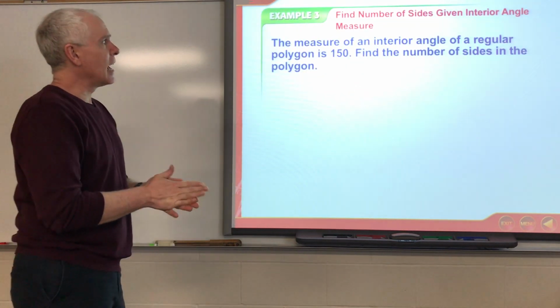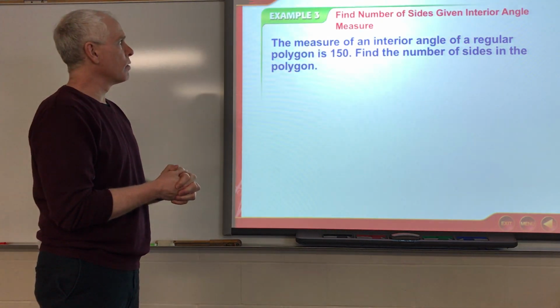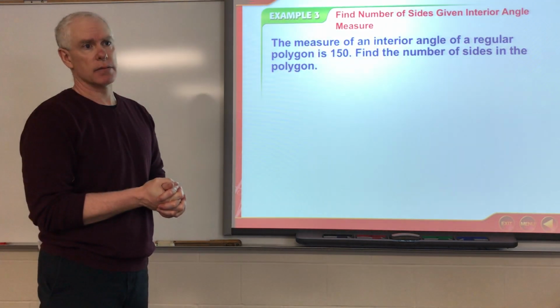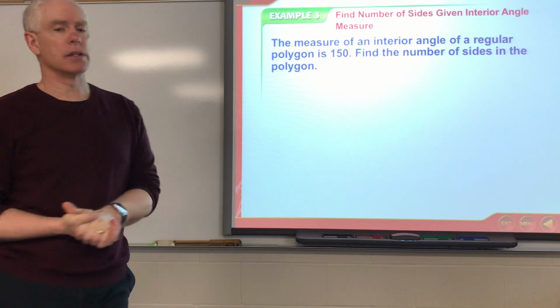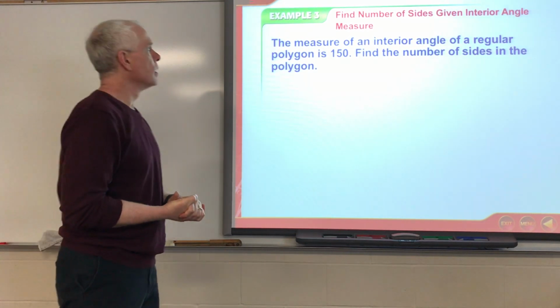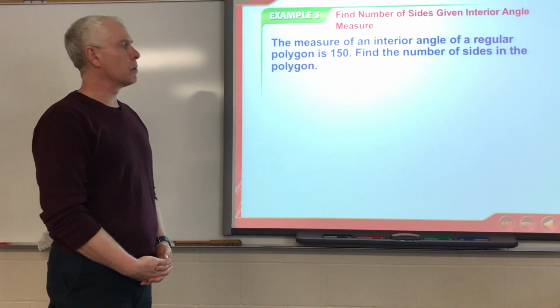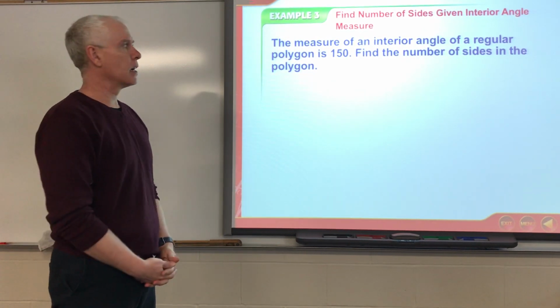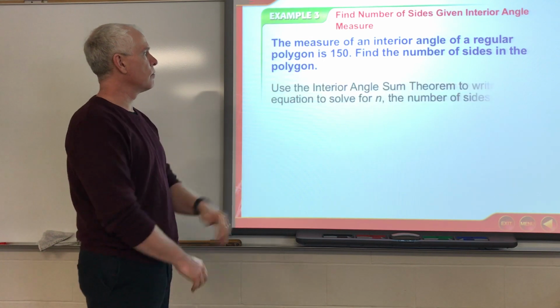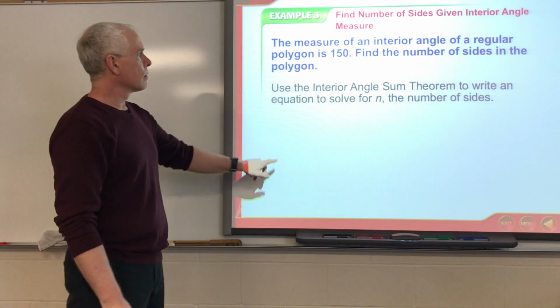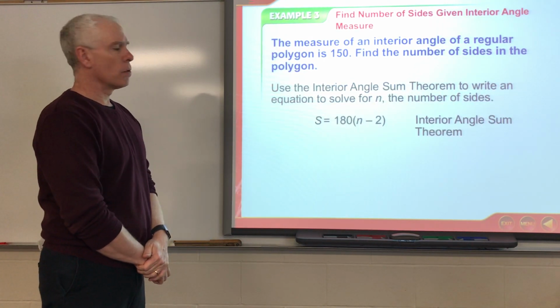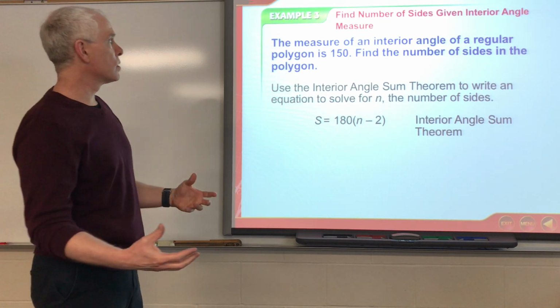The measure of an interior angle of a regular polygon is 150. Find the number of sides. Again, I'm going to go about this a couple of different ways. One is to use the interior angle number and the sum of the interior angles to help me, and one is to involve the exterior angle. So we'll go through the method that involves the interior angles first. Okay? So again, I know that n minus 2 times 180 will get me the sum.